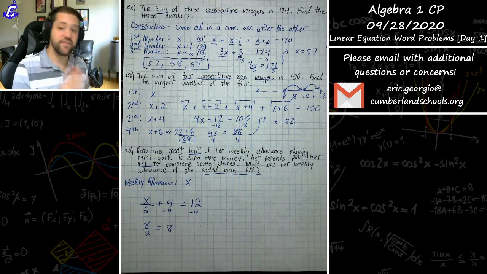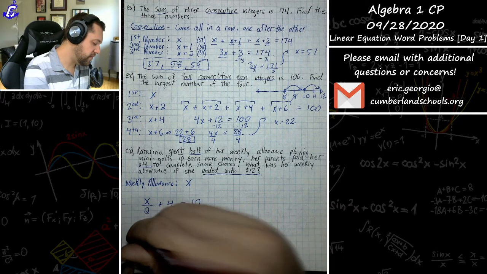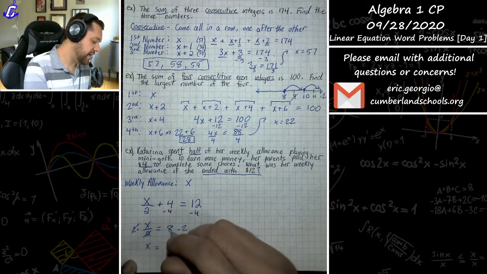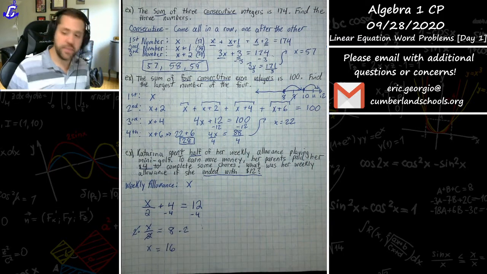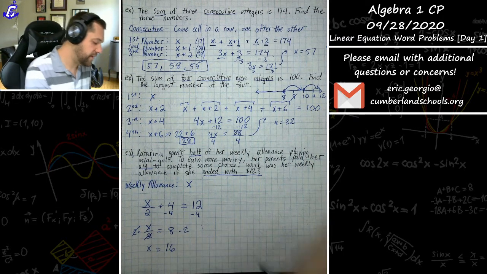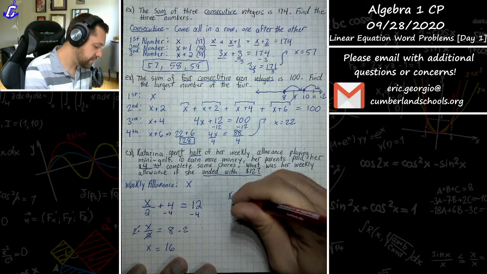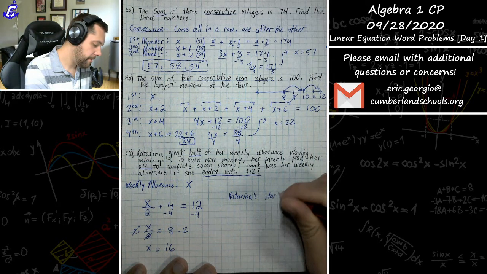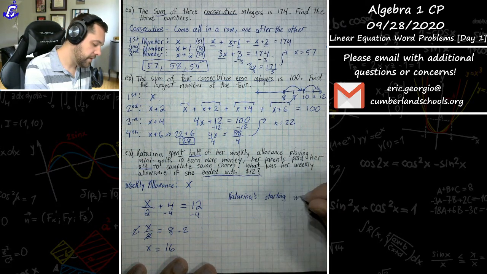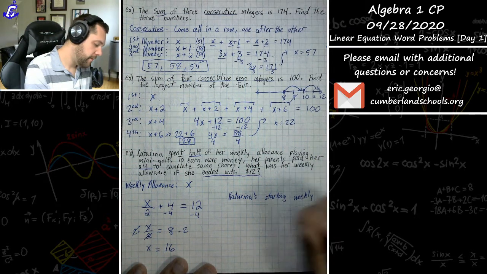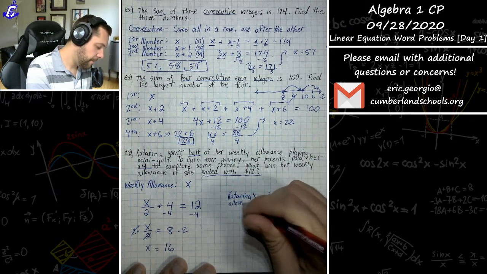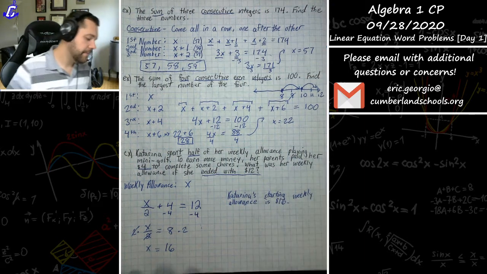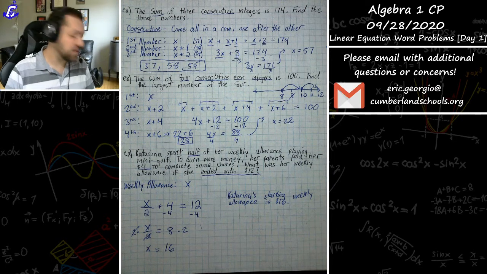Now, in order to get rid of that division by 2, I'm going to multiply by 2 on both sides, because that's the inverse operation. I get x is equal to 8 times 2 is 16. So that would mean that her starting weekly allowance was $16. So Katerina's starting weekly allowance is 16.